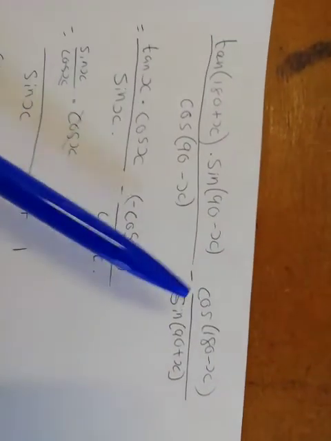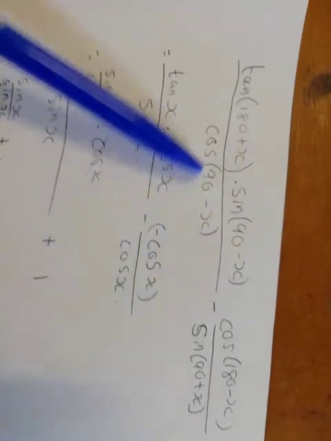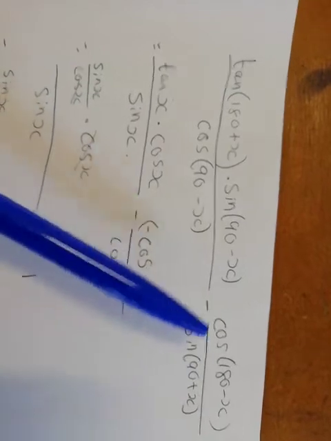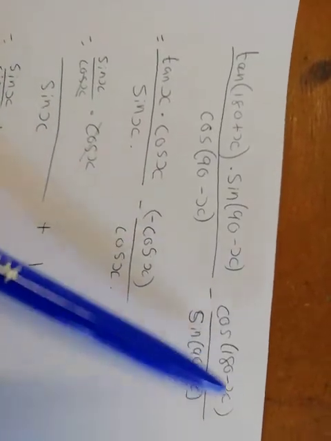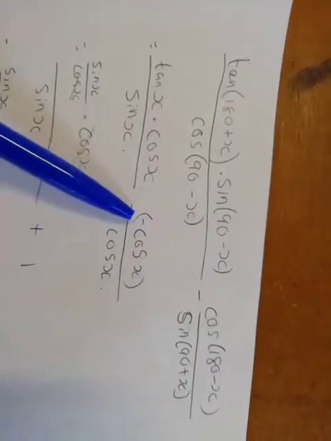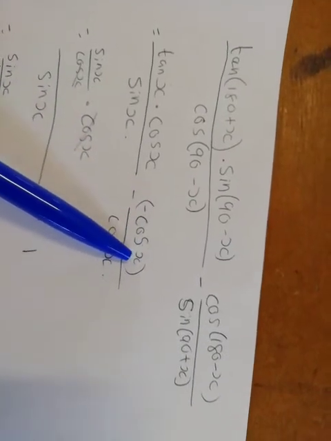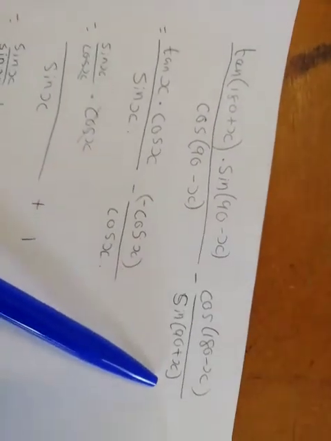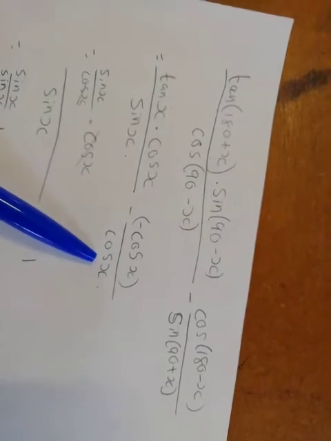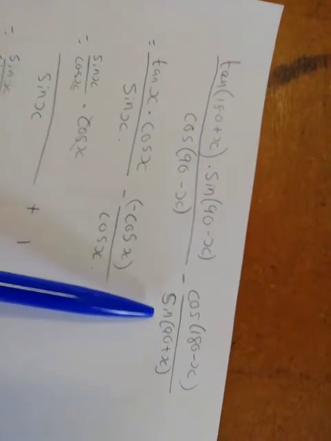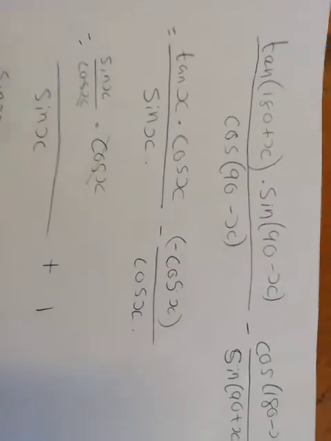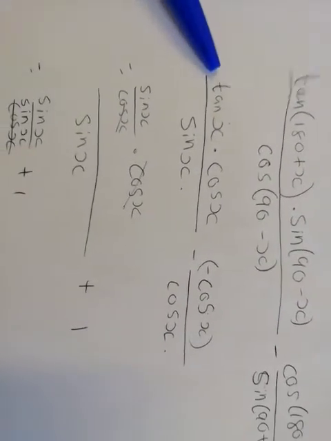And then you check for your second fraction after you've done everything in your first one. Only after that you go to your second one. Cos of 180 minus x becomes negative cos x. The bracket is only for the sines. Sine of 90 plus x becomes positive cos x because sine is positive in the second quadrant. When you get there, you check again.